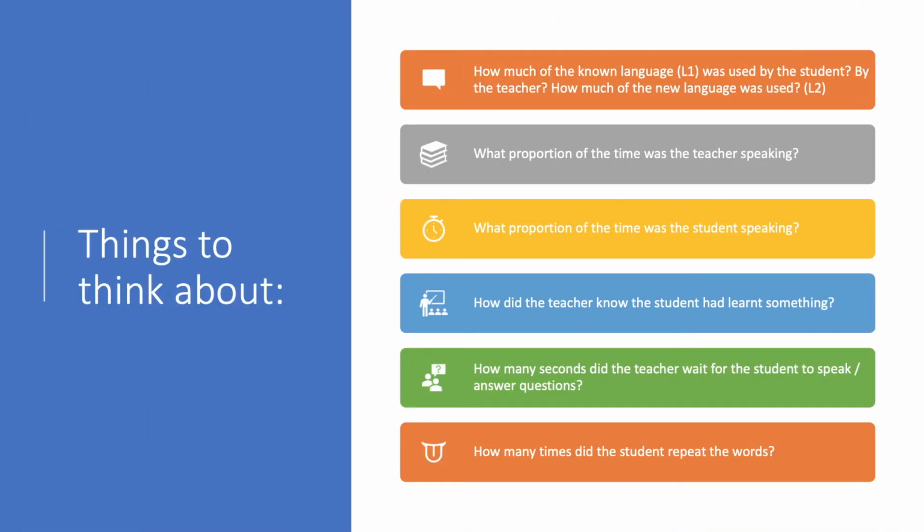Okay, so Diane, how much of the known language, we'll call it L1, was used by the student? How much was used by the teacher, and how much of the new language was used? Well, if I remember rightly, the idea was that you were eliciting the language from them, making sure they had the right word. So they were saying the new vocabulary almost immediately, pronouncing it correctly, and then we would have gone on to use it in context. So they're using it 3, 4, 5 times in a very short space of time. That's why the pace is important.